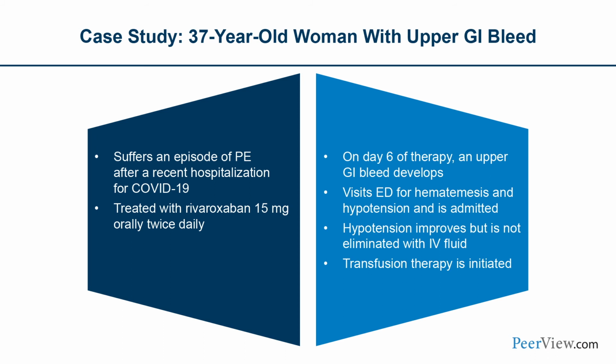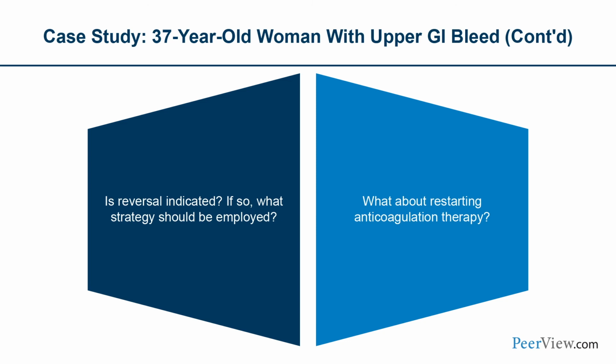As an outpatient on day 6 of therapy, she develops an upper GI bleed, which she notices because she starts to have hematemesis. She returns back to the emergency department. She's found to be hypotensive, has active hematemesis. There's bleeding observed. She receives the initial resuscitation strategy that Dr. Milling has talked about. The hypotension improves but is not eliminated, and transfusion therapy is ordered. Blood is on its way but is not here yet. And so the question is, is this a patient who should receive a reversal agent? And if so, what agent and what strategy should be employed?